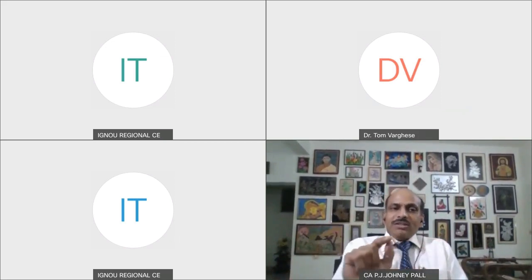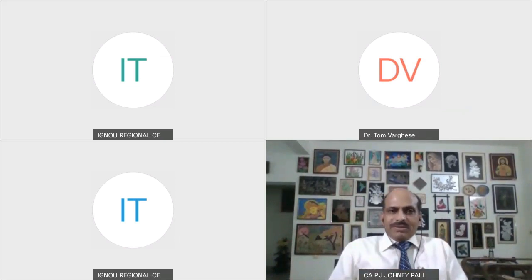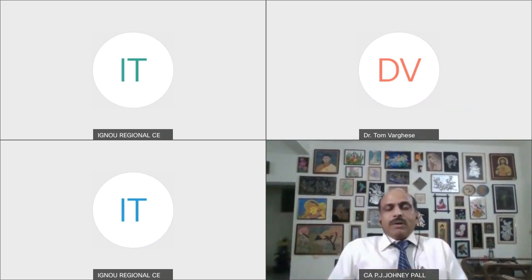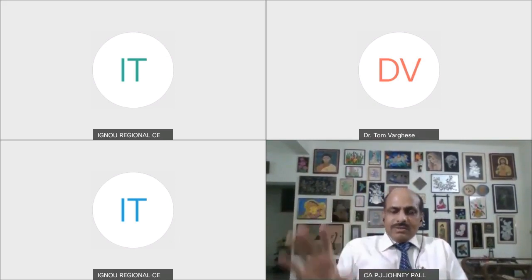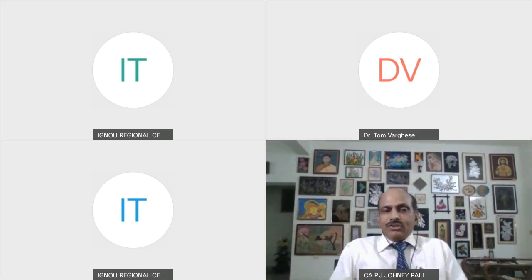Therefore, the net worth is equal to own funds plus reserves and surplus. In other words, your net worth is equal to total assets minus external borrowings. Suppose you are liable to pay salary to an employee. It is a borrowing from employees. It is an external liability. So this is what is expected from you to understand what the balance sheet is.